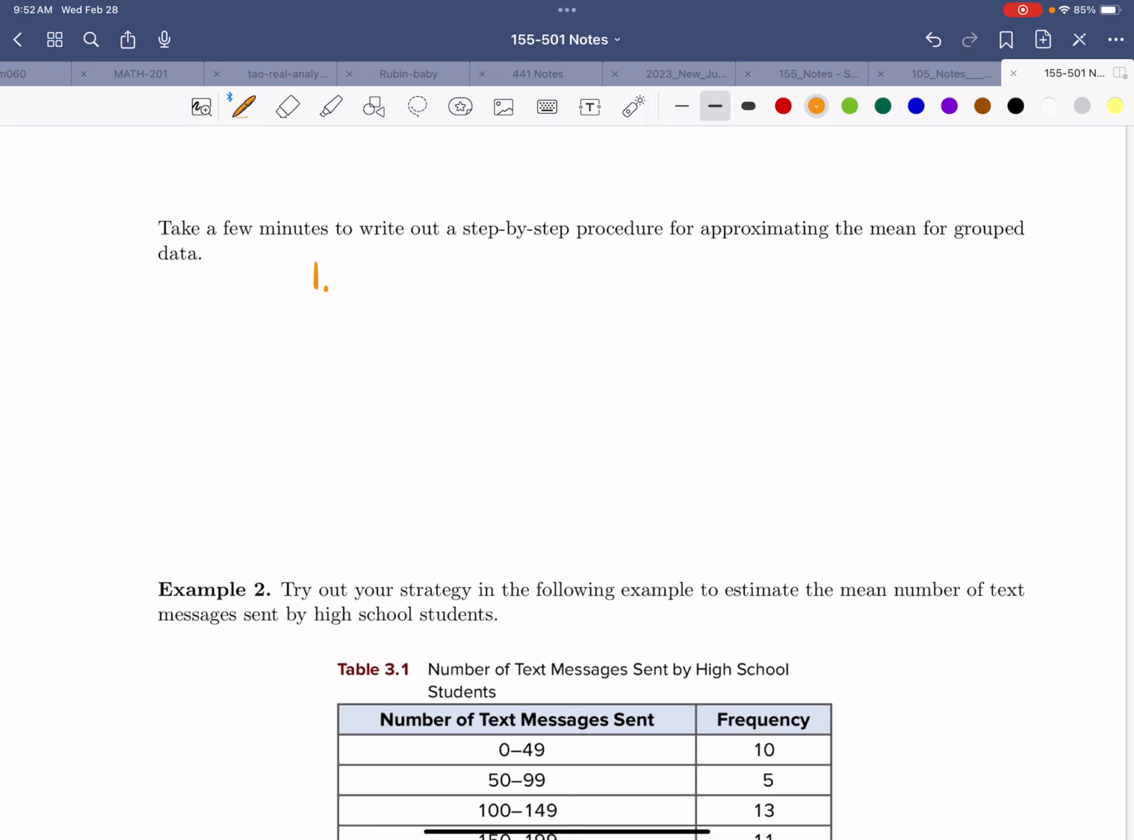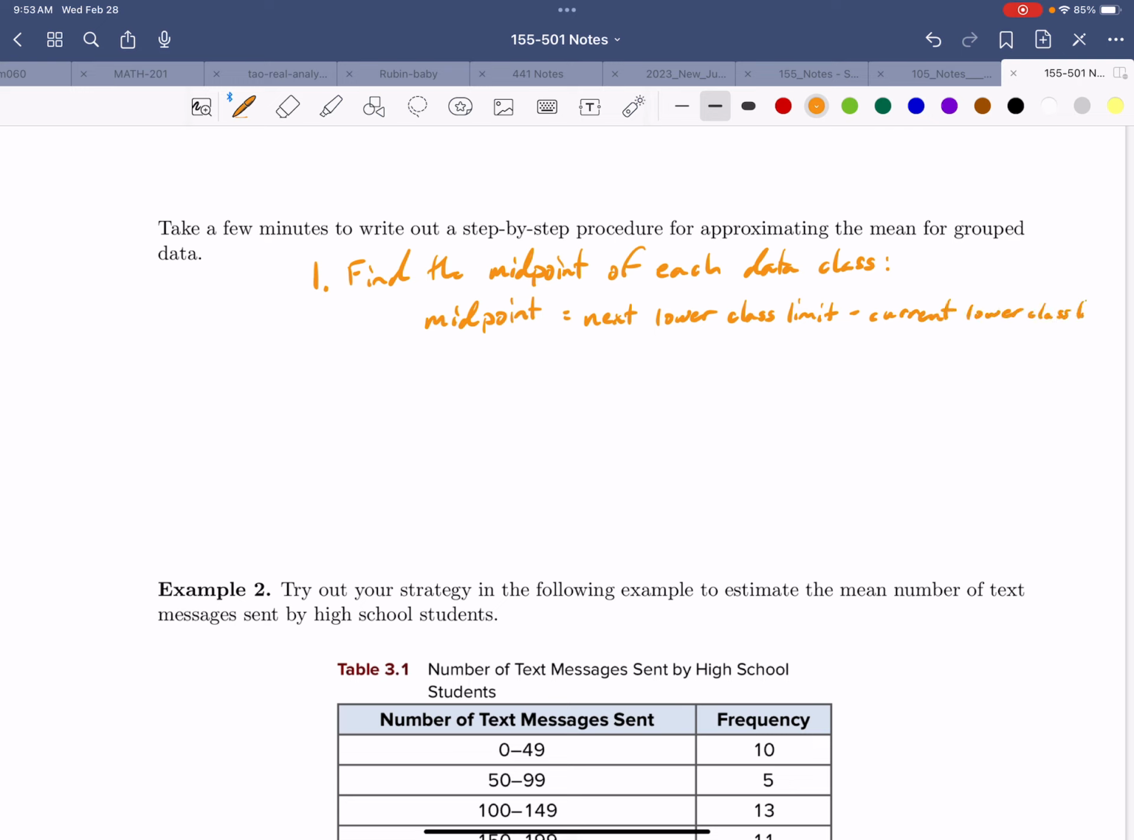Step 1, find the midpoint of each data class. And recall that the midpoint equals the next lower class limit minus the current lower class limit, divided by 2. Right? So that's what it is. Okay.